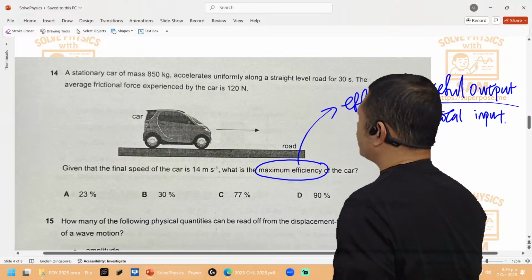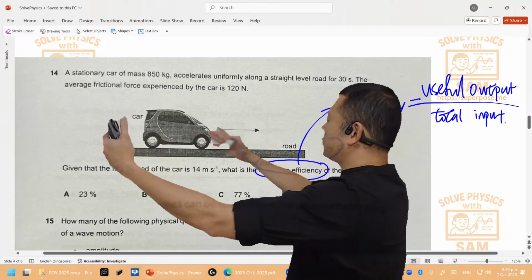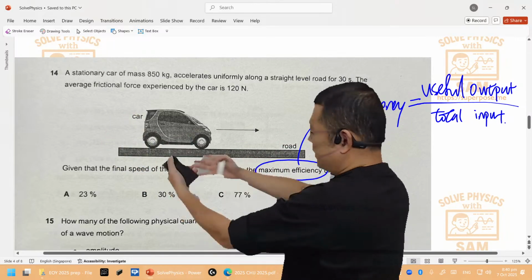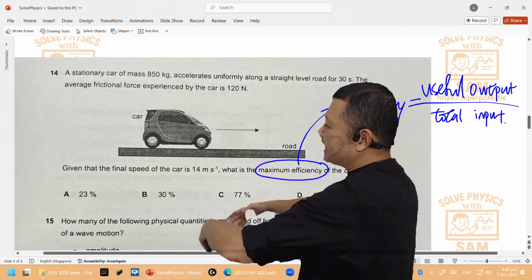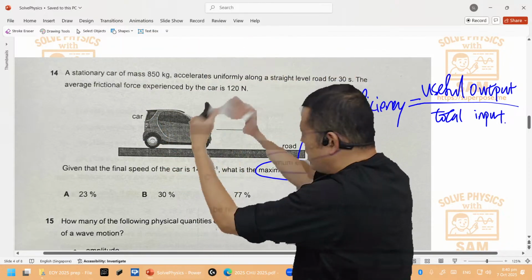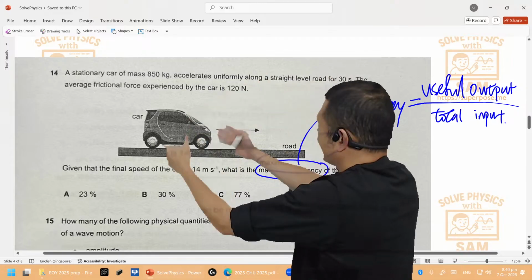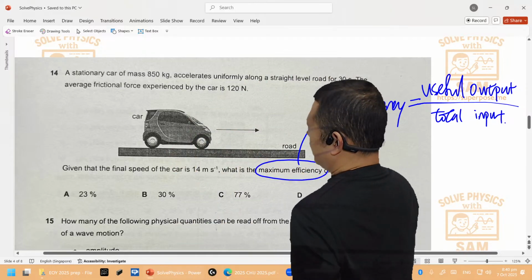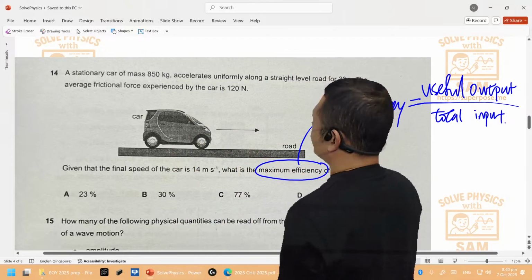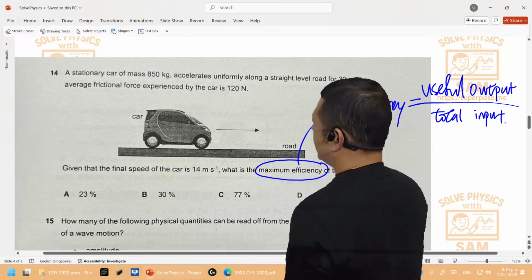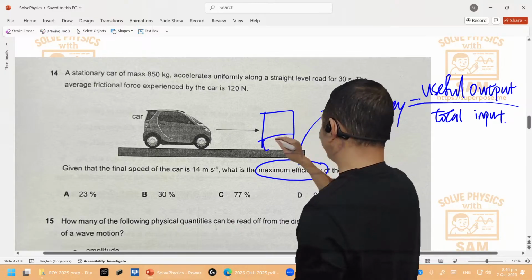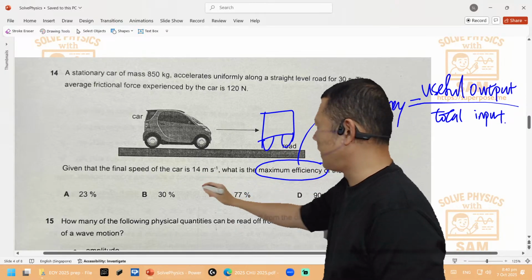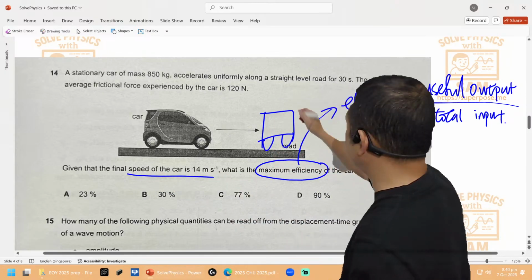Okay? So for the car, what is a useful output? It is a KE. There's no GPE, right? And if you do work against friction, it's wasted as heat. So the only useful energy is the KE gain. Okay? So we have to figure this out, right? So what is the KE gain by the car at the end of this final speed here? What's the KE gain?